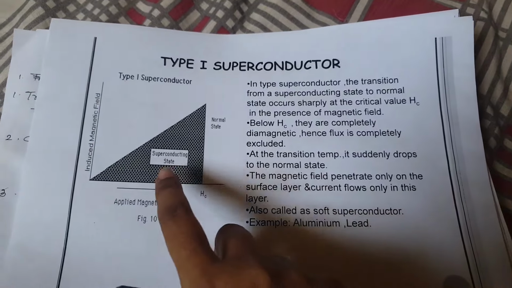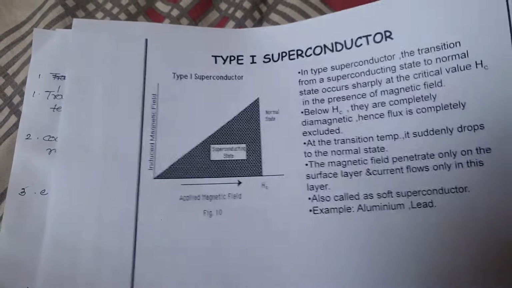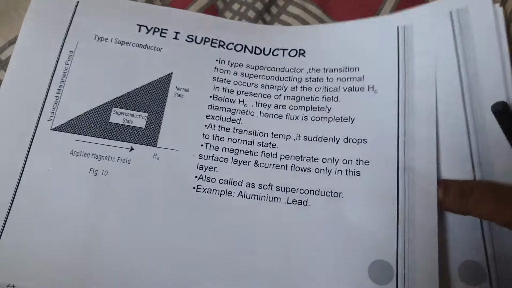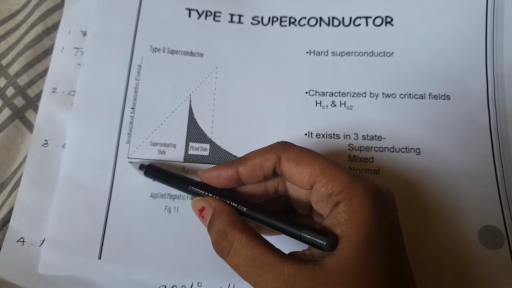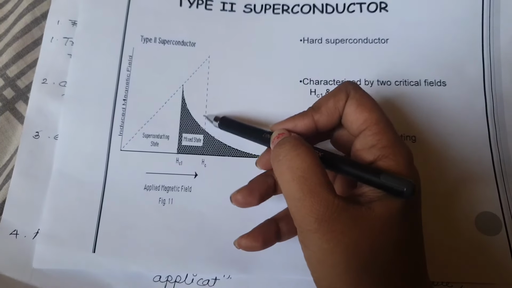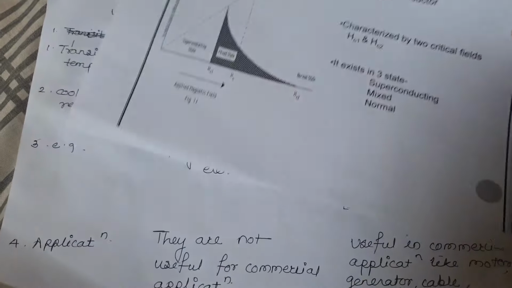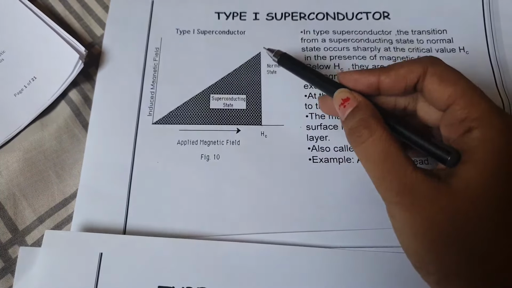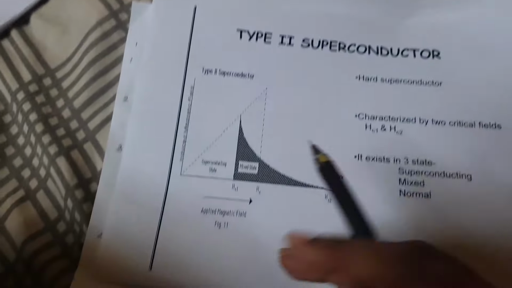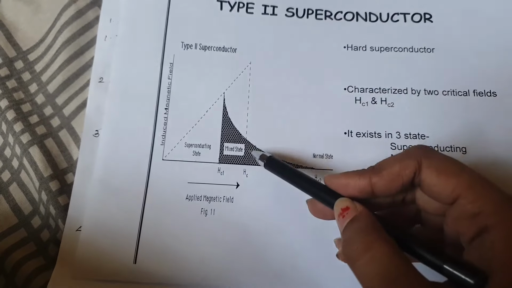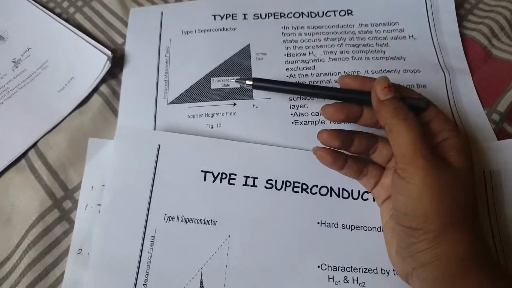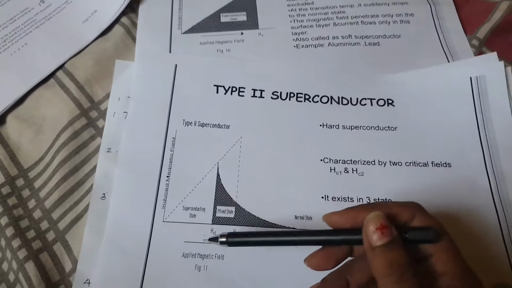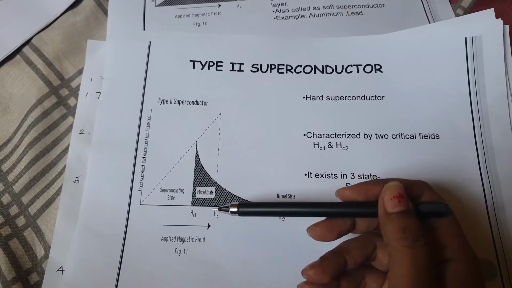Now when we see type 2 superconductor, you can compare type 1 and type 2 superconductor. Now we'll see type 2 superconductor. Here the dotted line shows type 1 superconductor. Type 1 superconductor is called a soft superconductor, and type 2 superconductor is called a hard superconductor.